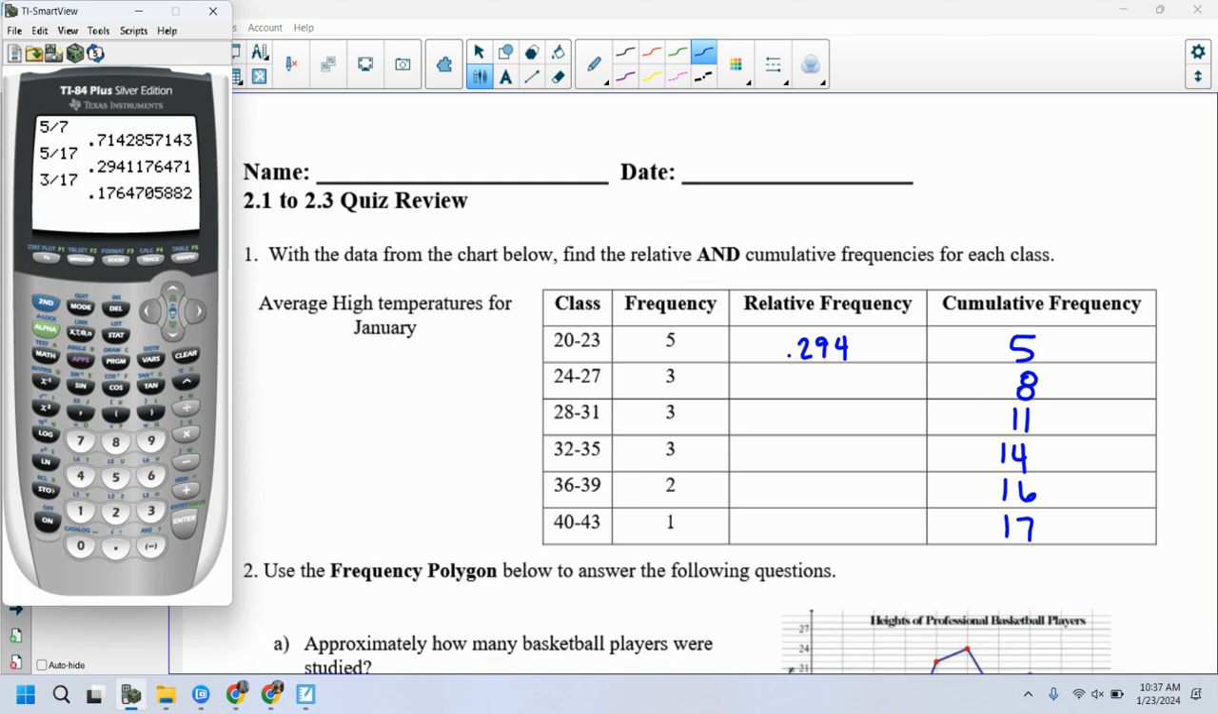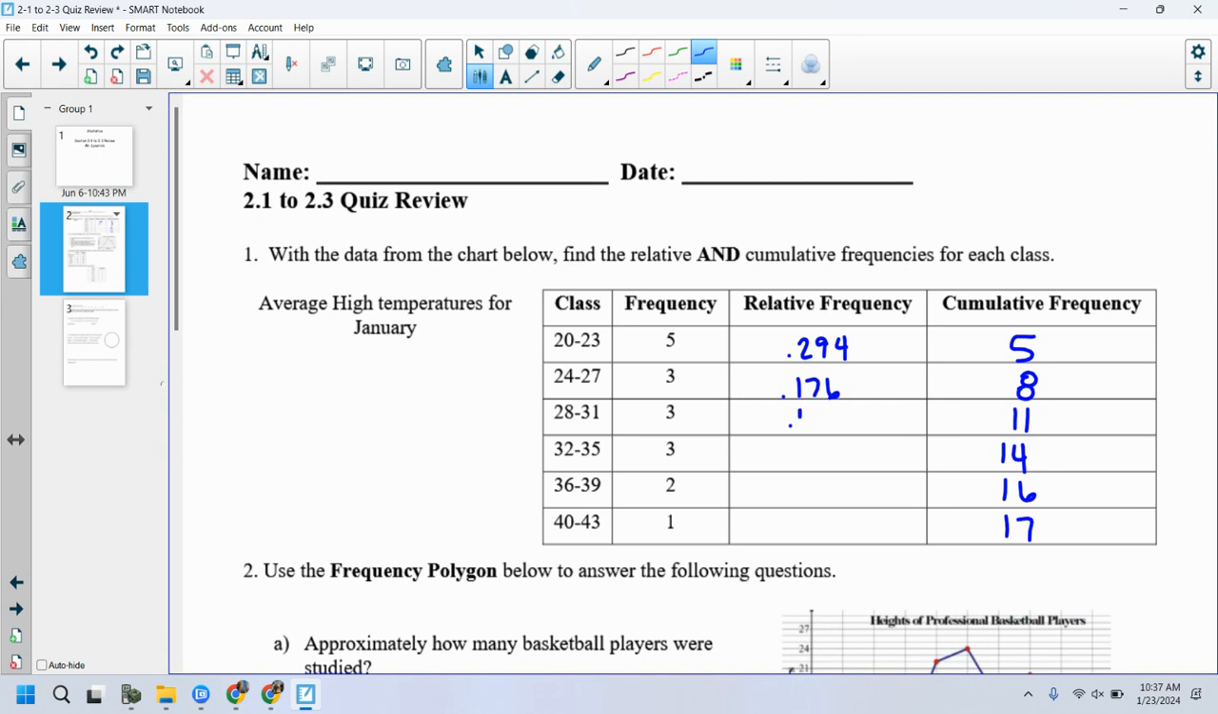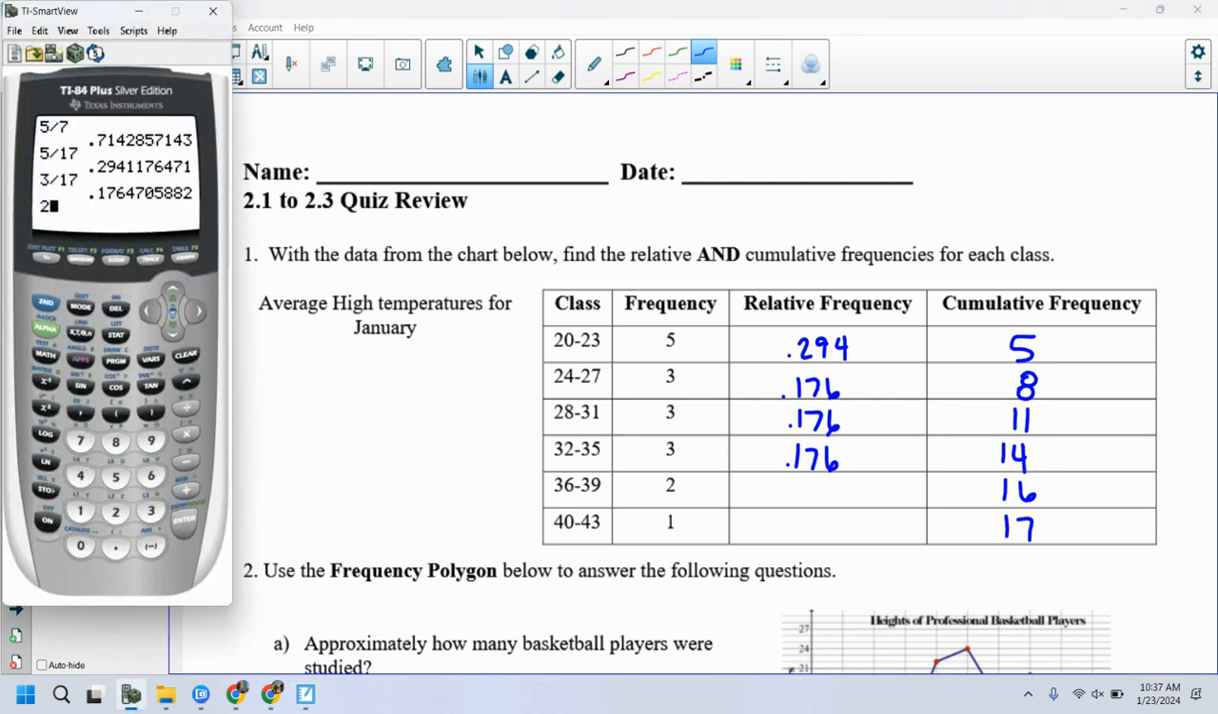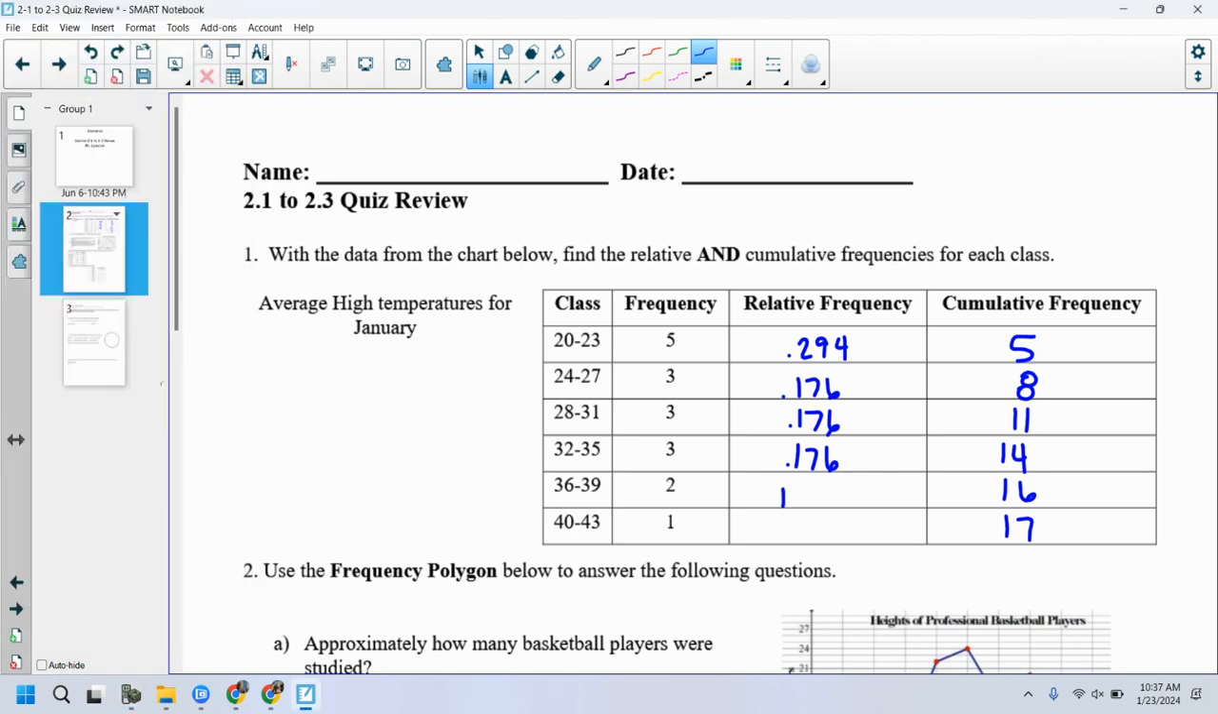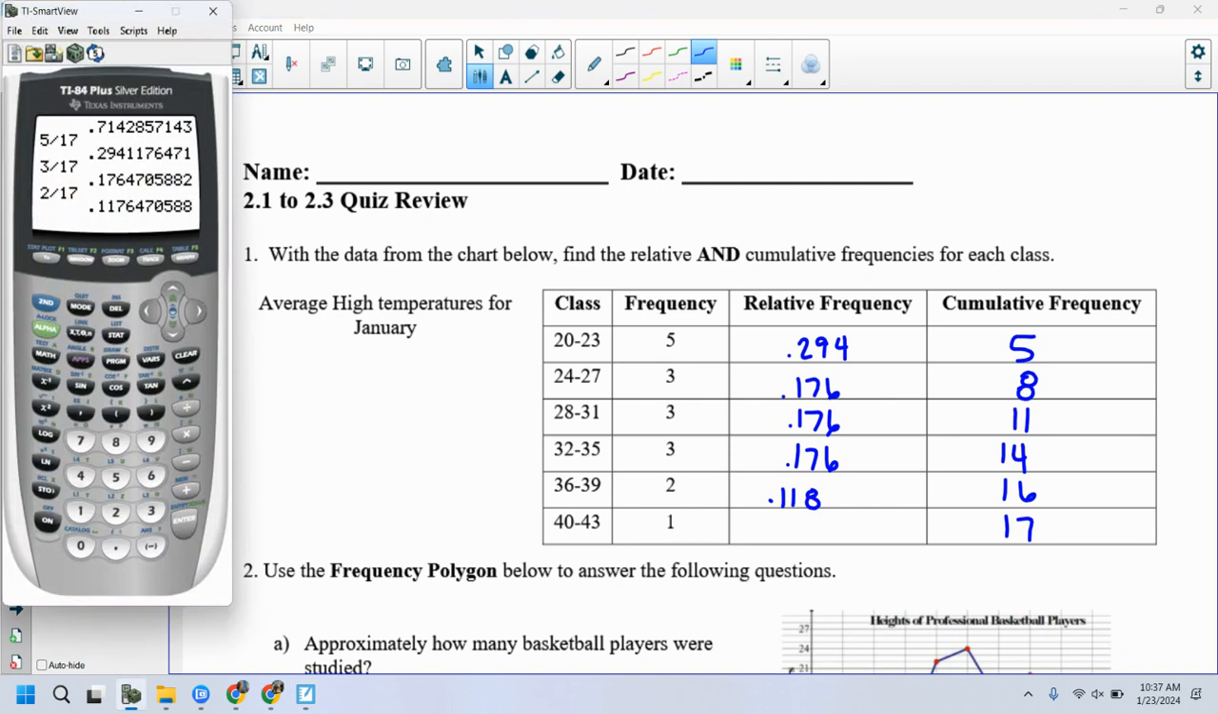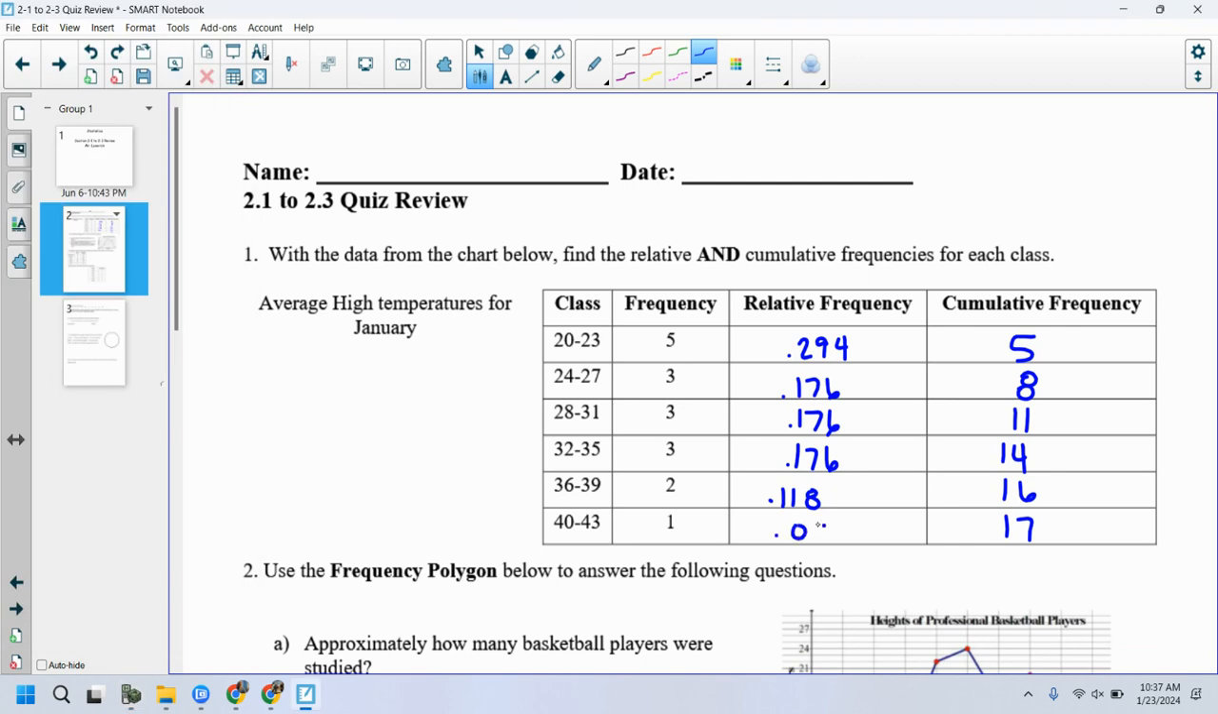17.6, 0.176. That's nice and convenient there. 2 out of 17 gives me 11.8, 0.118. 1 out of 17 gets me 0.059. Good there? Yeah. Remember, relative is just the percentage out of the whole. Cumulative is adding up all as you go.